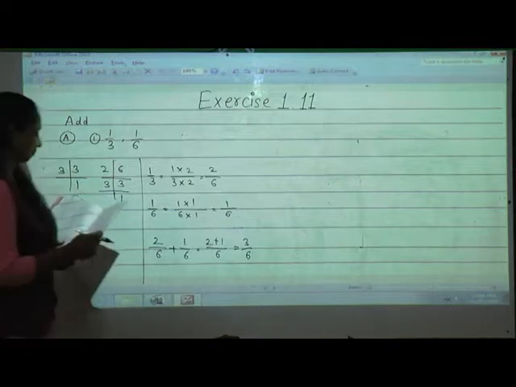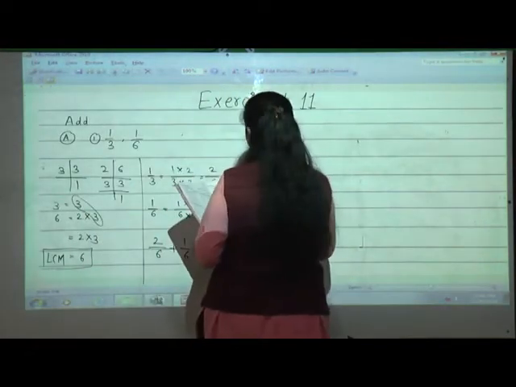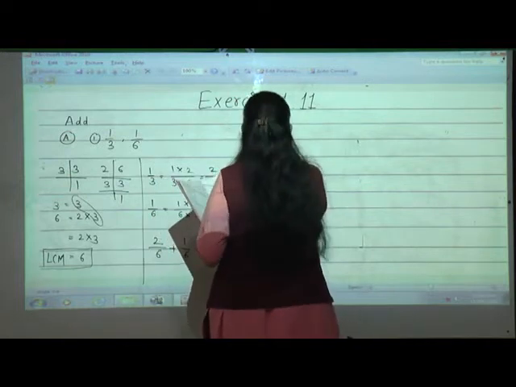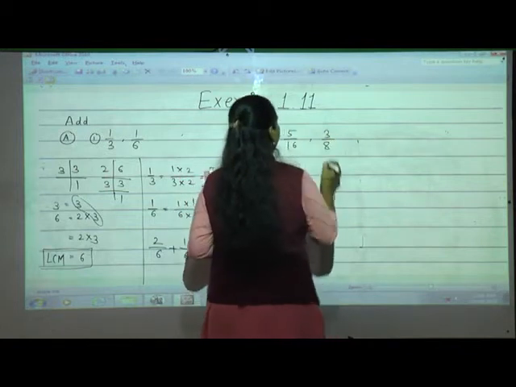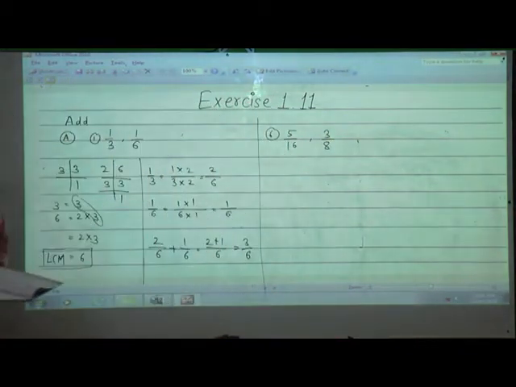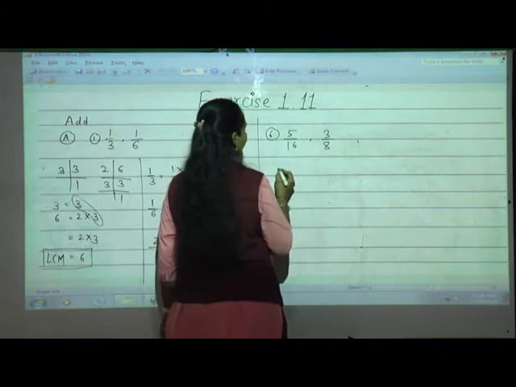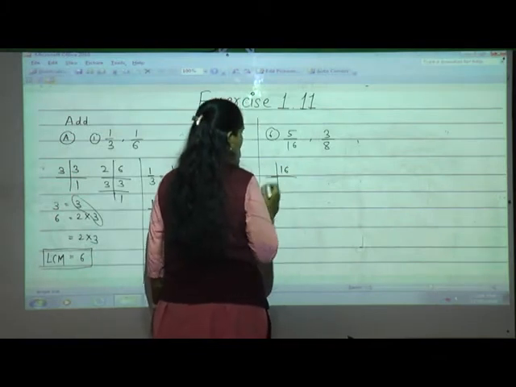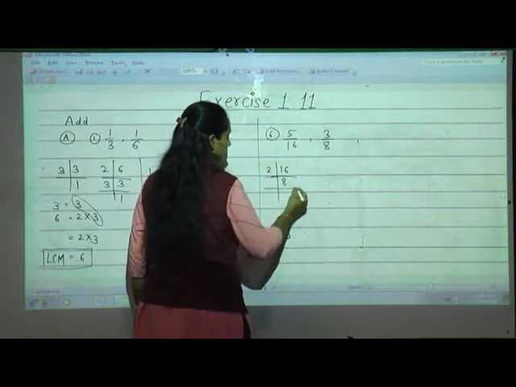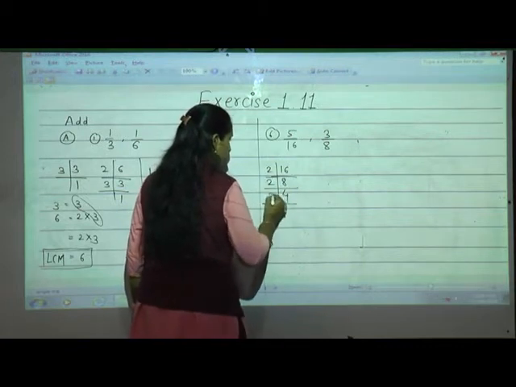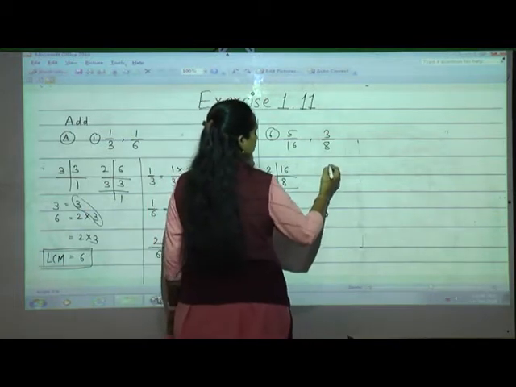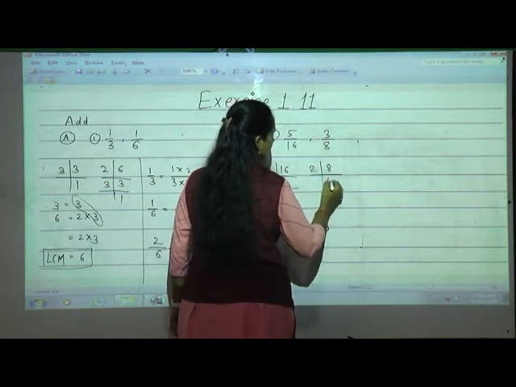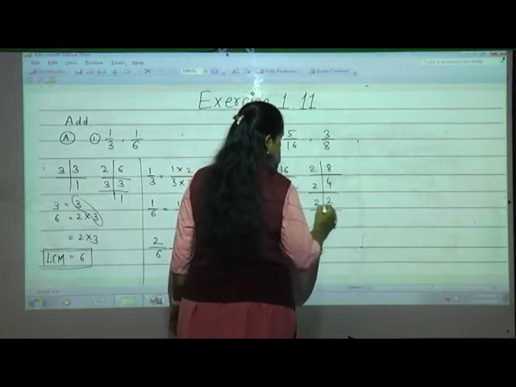Now I'll take the 6th one for you. What is the 6th one? 5 upon 16 comma 3 upon 8. See, the denominators are different. For that, what do we have to do? We need to find out the LCM of 16 and 8. Now see, 2 8s are 16, 2 4s are 8, 2 2s are 4 and 2 1s are 2. The next is about 8, 2 4s are 8, 2 2s are 4 and 2 1s are 2.